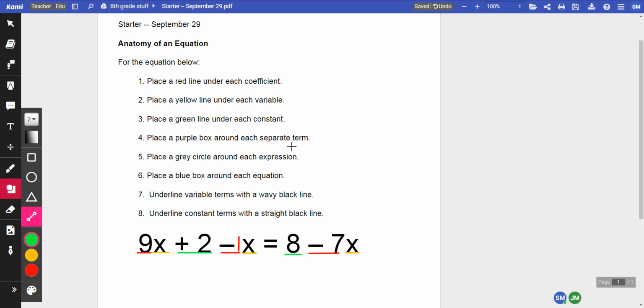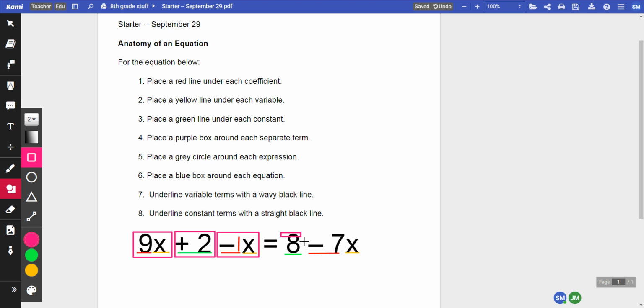Place a purple box around each separate term. Okay, box. I'm going to use this pinky color. It's all right. A box around each term. So 9x is a term. +2 is a term. -1x is a term. That's all my terms on the left side of the equal sign.